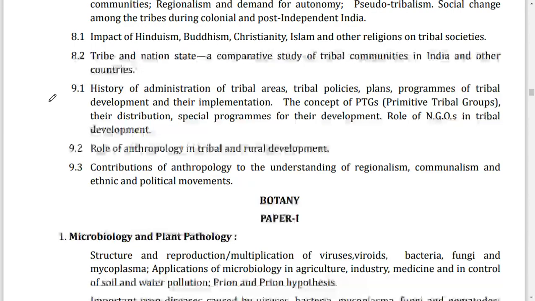Role of NGOs in tribal development, role of anthropology in tribal and rural development, contributions of anthropology to the understanding of regionalism, communalism, and ethnic and political movements.